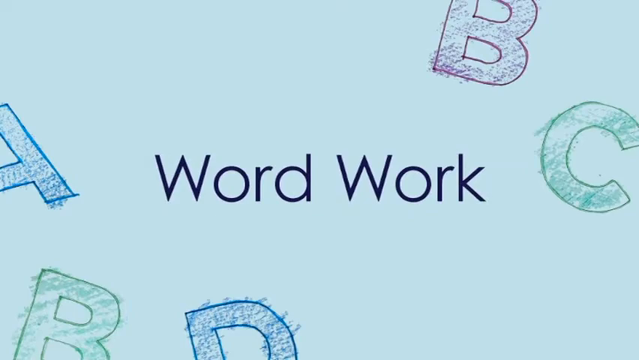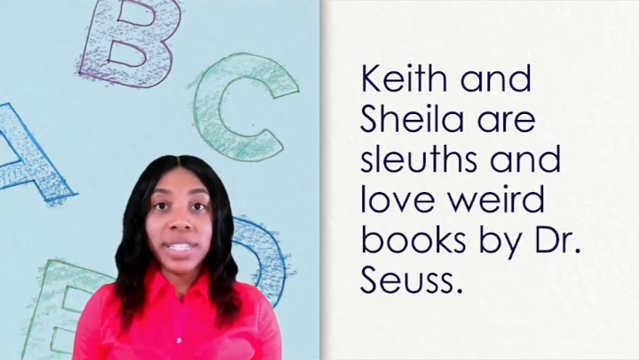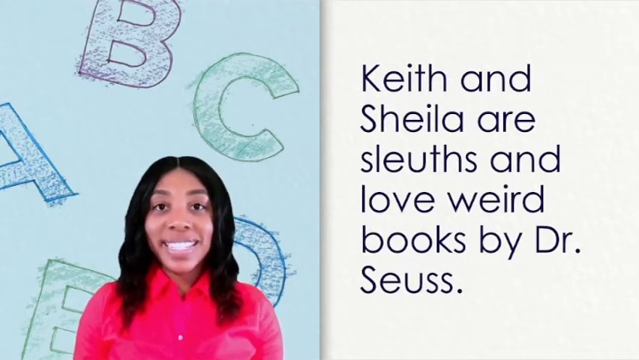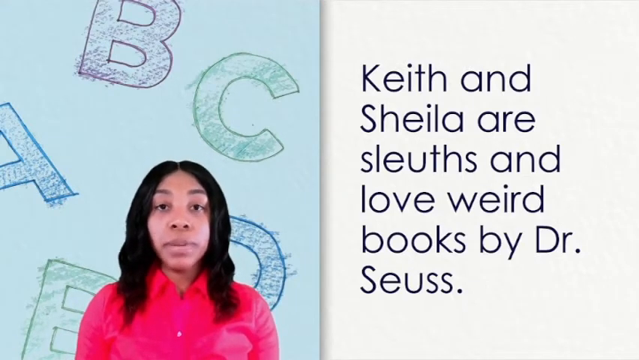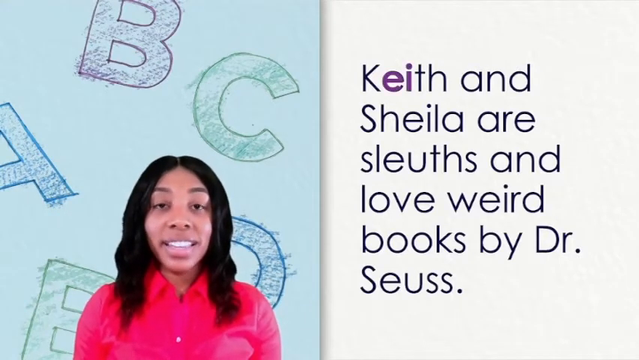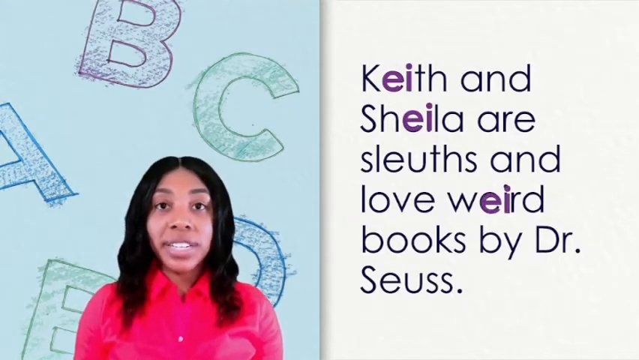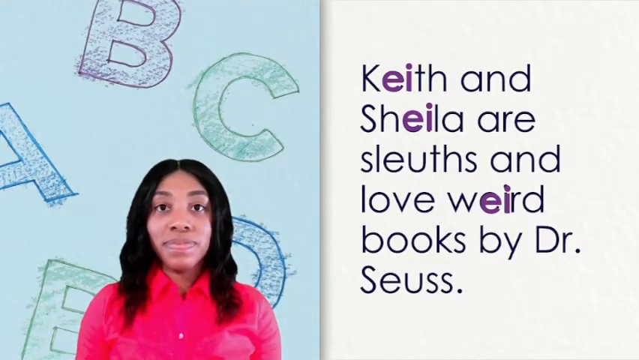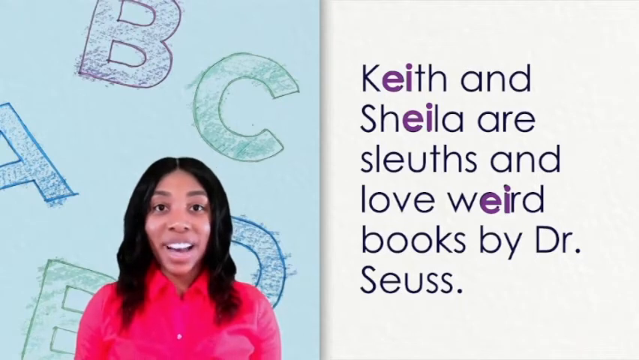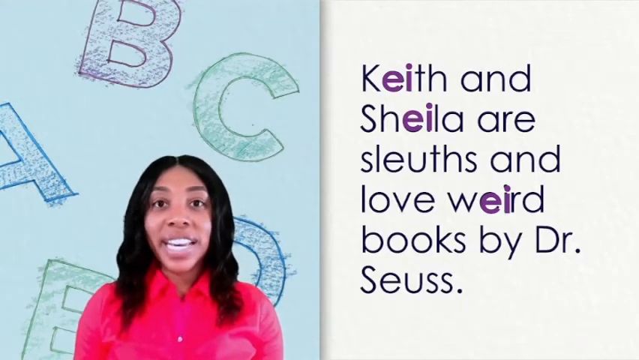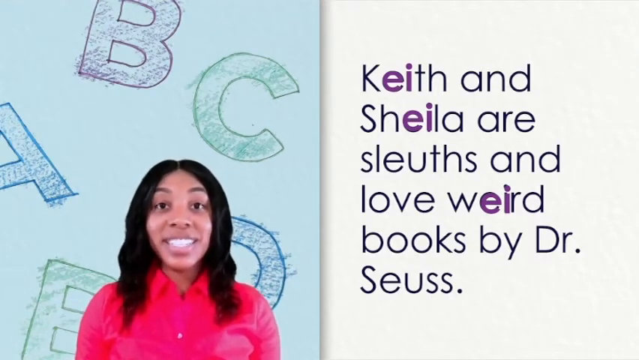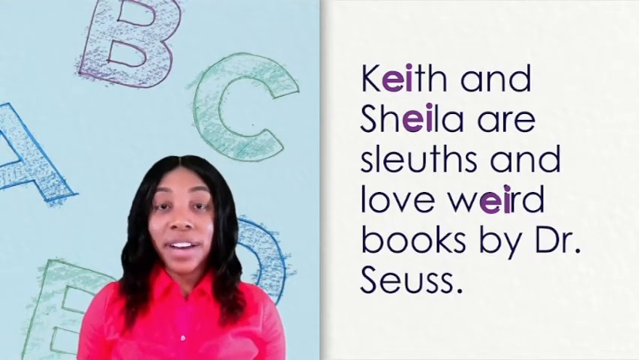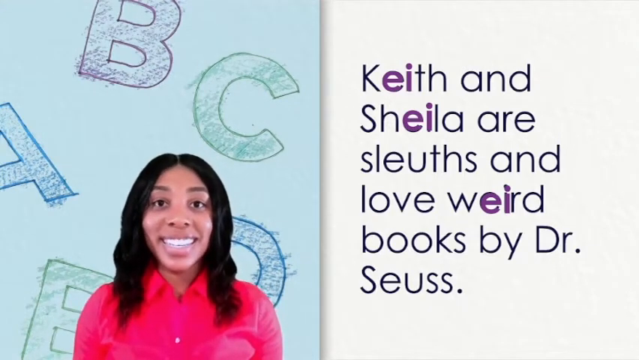Word work. This sentence has some special words that we are going to look at closely. Listen carefully as I read. Keith and Sheila are sleuths and love weird books by Dr. Seuss. What sound do you hear in the words Keith, Sheila, and weird? They all have the E sound. What letters do they have in common? Each word has the letters EI. EI is a vowel team and it will always make the sound E.